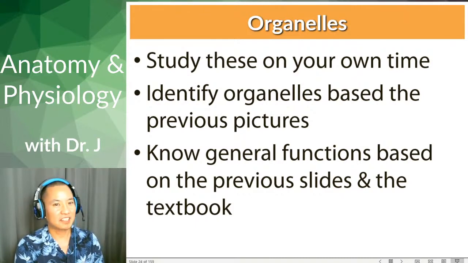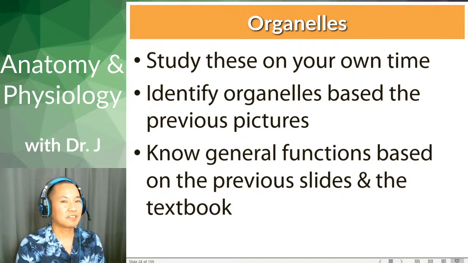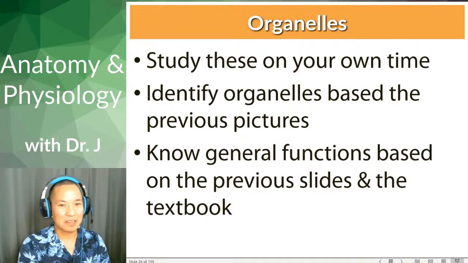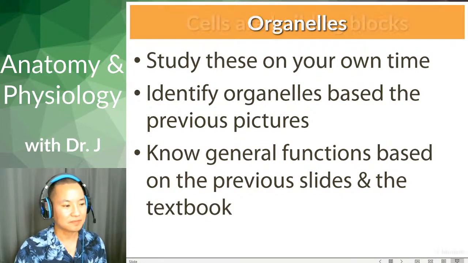But you should be able to identify the organelles based on these pictures. Everyone has the slides. And know general functions based on the book. Again, don't go too deep in depth for any of these organelles. Like if you're talking about calcium flux or ryanodine receptors or something like that, you're studying way beyond the scope of this class. Just go with what's in our book. Again, we're just starting out very general.